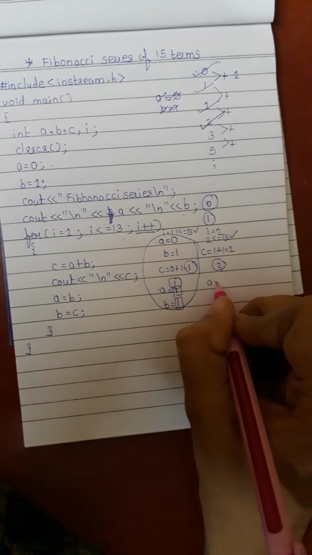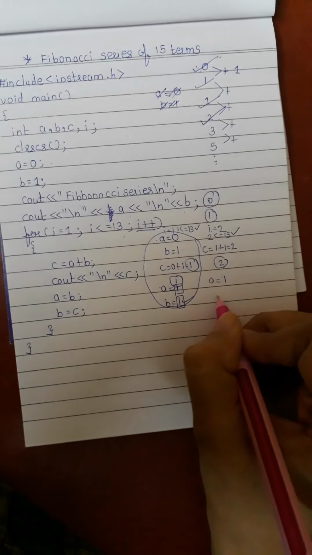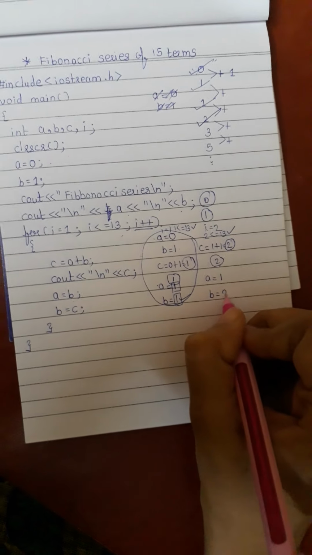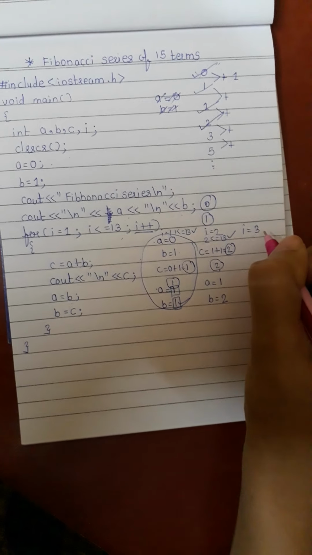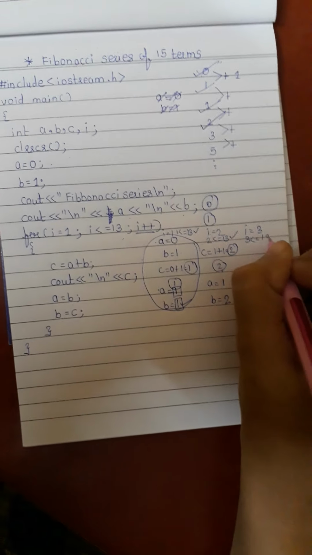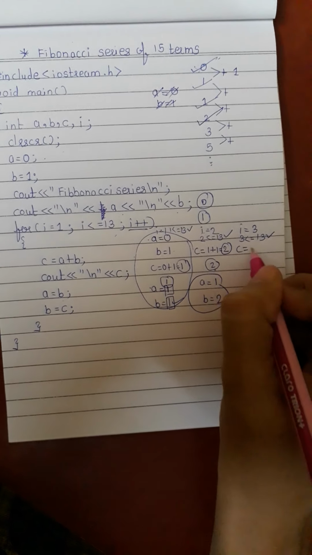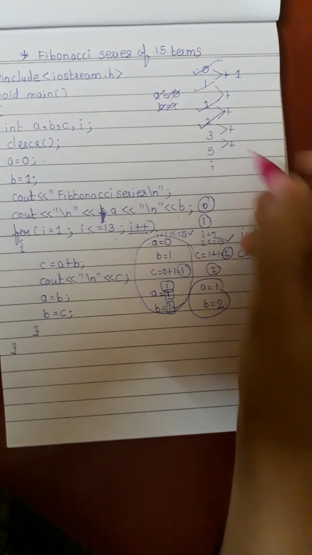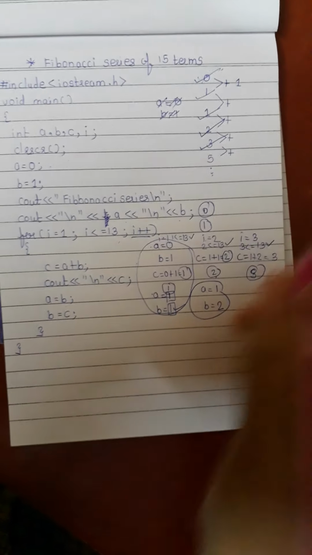After that a equal to b. What is the value of b? b is 1. So now a is 1, and b equal to c. What is the value of c? The new value, that is 2. So in the next iteration, that is i equal to 3, again the condition will be checked, 3 less than or equal to 13, the condition will be true, and then the addition of a and b, that is 1 plus 2, is performed, and the final result is 3. Because of cout, the 3 will get displayed, that is this 3 is displayed.